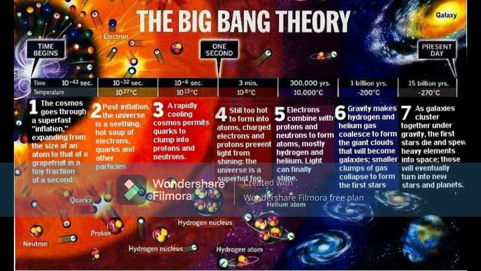After the cosmos goes through a superfast quantum inflation from a very small size, the universe becomes a horseshoe of quarks, electrons, and other particles. A rapidly cooling cosmos permits the quarks to clump into neutrons, protons, etc.